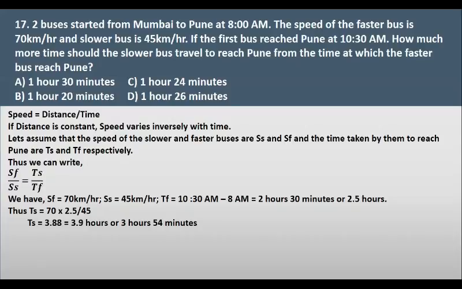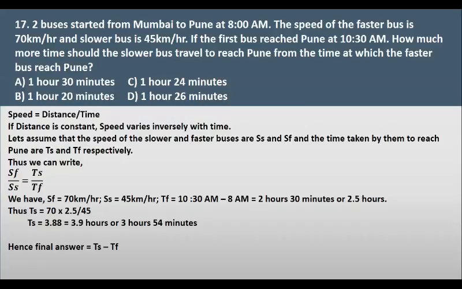But for easier calculations, we can approximate 3.88 as 3.9 hours. And 0.9 hours may be converted to minutes by multiplying it by 60. So 60 into 0.9 is 54. So our final answer is 3 hours 54 minutes. Thus we can say that the slower bus takes this much time to reach Pune.